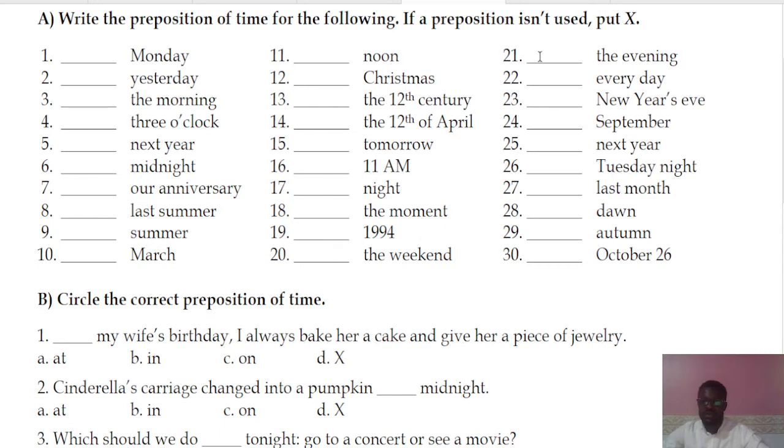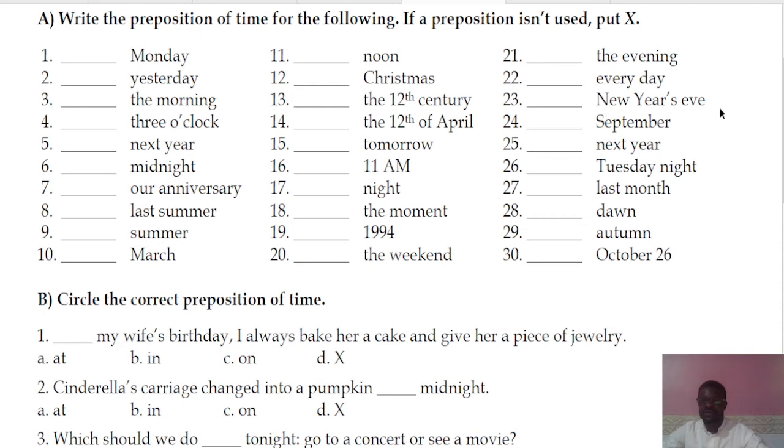So here, 21, we've got in the evening. Every day is a time marker for simple present tense. Every day, I brush my teeth at 7 a.m. in the morning. Or every day, I wake up at 5 a.m. So there is no preposition for every day. So we're supposed to use X to show that there is no preposition.